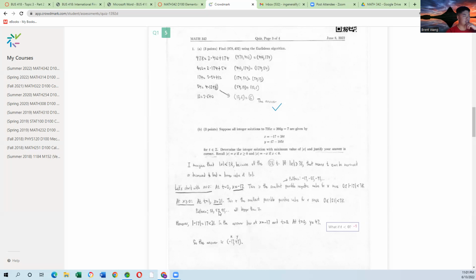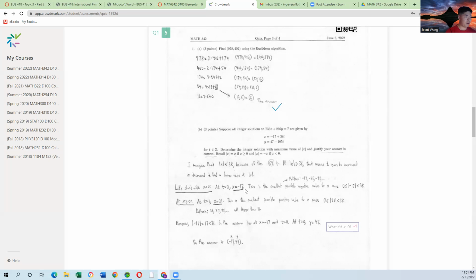Oh, sorry, it should have been 97. I realized this typo just now. And it's like 59, 97, 135, and so on are all bigger than 21. There's also a pattern here, negative 55, negative 33, and so on. Their absolute values are all bigger than the absolute value of negative 17.